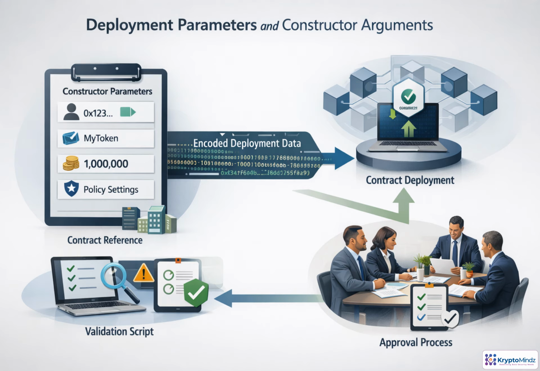Constructor parameters are the values a contract receives at deployment before it ever runs in production. They might set the owner, token name, initial supply, limits, policy rules, or addresses of related contracts. The deployment script passes these values, and they are encoded into the transaction data. Because some state may be immutable, a bad address or wrong unit can be permanent. That is why validation scripts and approval reviews matter in serious deployment workflows.